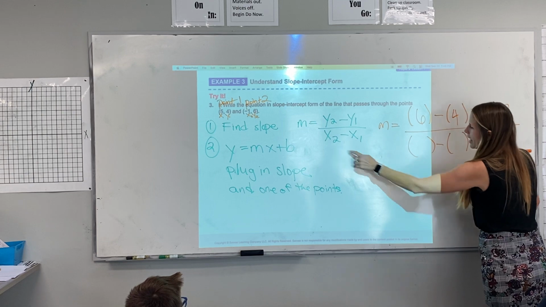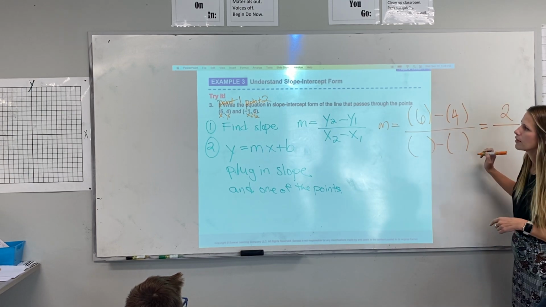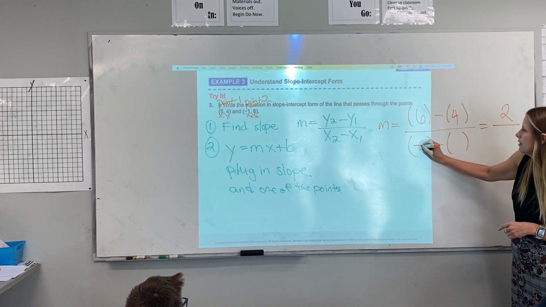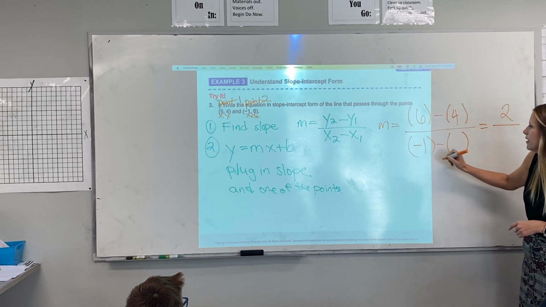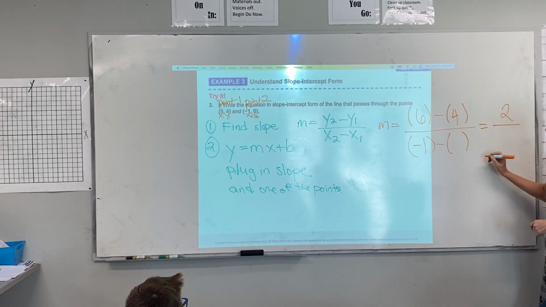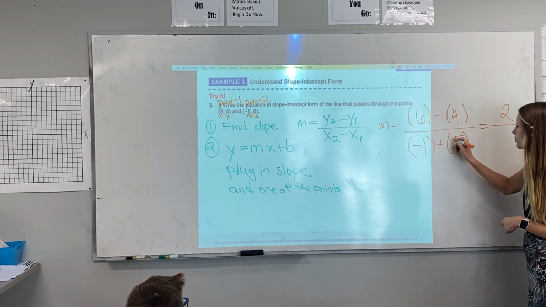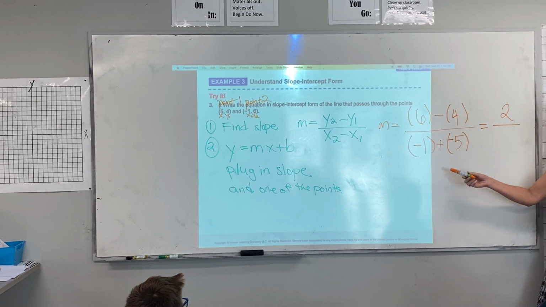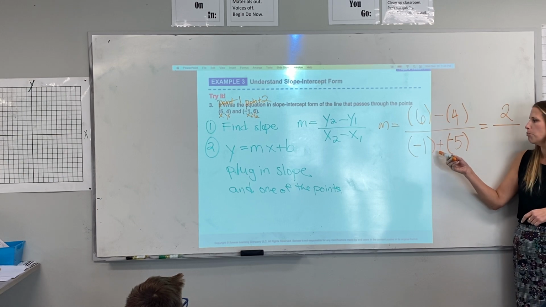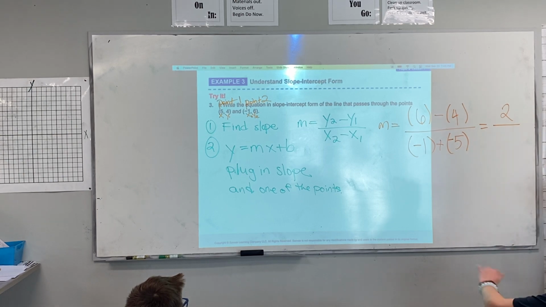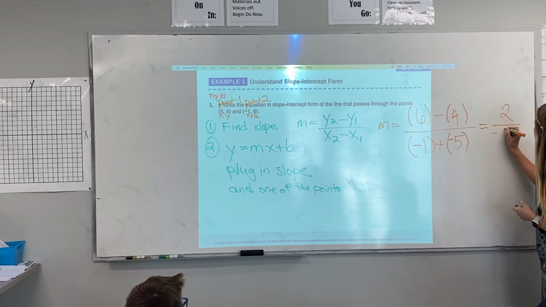Okay, so what's my x2? Oh, wait, no. X2 is -1. And what's my x1? 5. Uh-oh, cockroach. Kill that cockroach, change that sign. Now I have -1 plus -5 is -6.